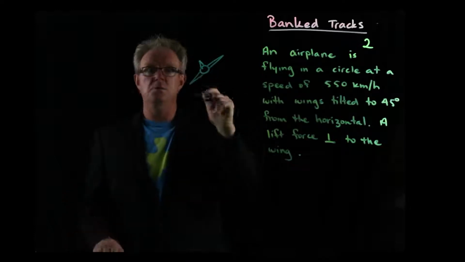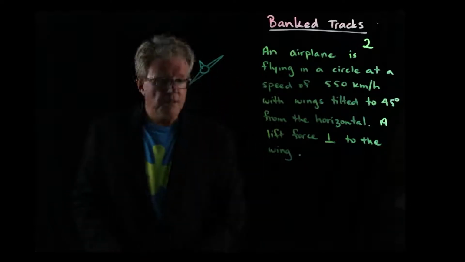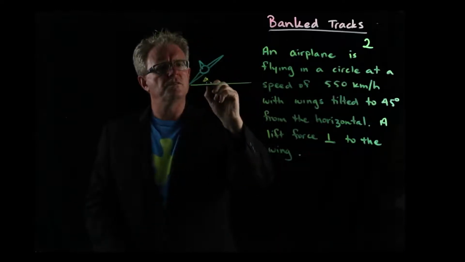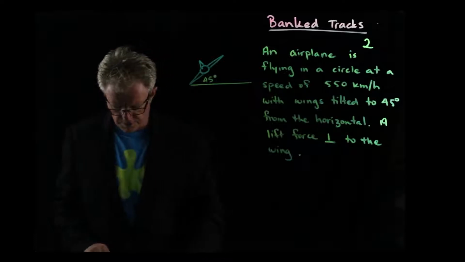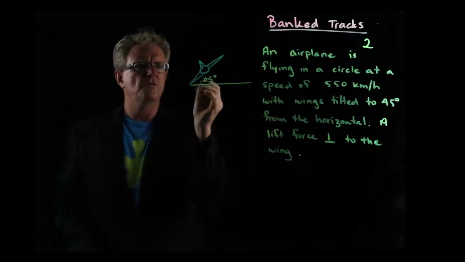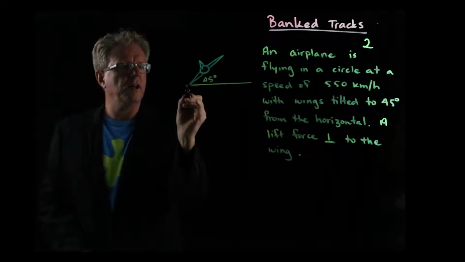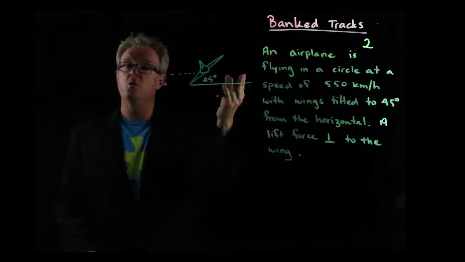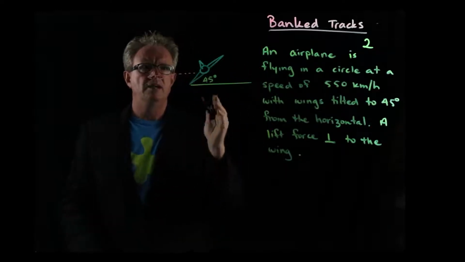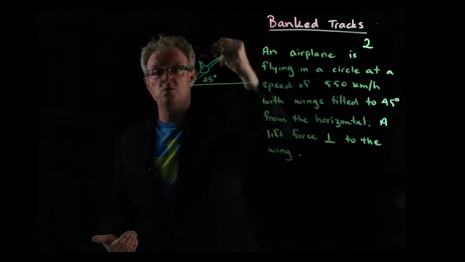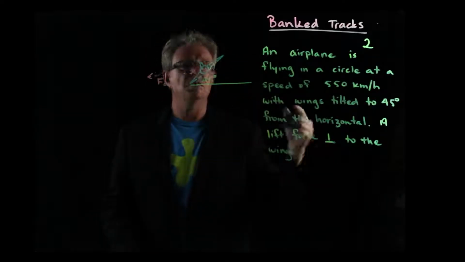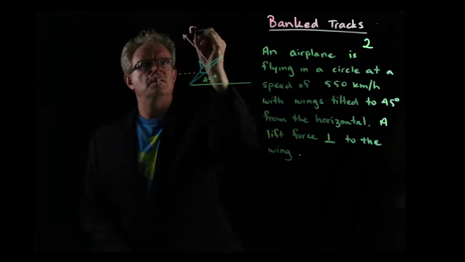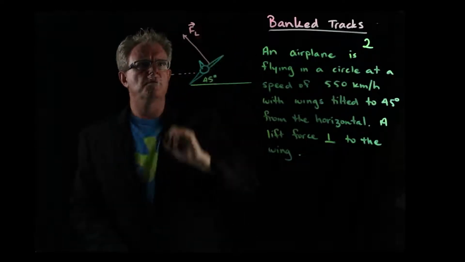Alright, imagine the plane's coming towards you. And with that plane there, if we were to draw it in, that would be 45 degrees. It's tilted 45 degrees. And so therefore, that plane is going to have FC, centripetal force, because it's going in a circle. And on our other diagrams, we've drawn a normal force, right? In this instance, we're told there's a lift force. It's provided perpendicular. So that is the lift force provided perpendicular.